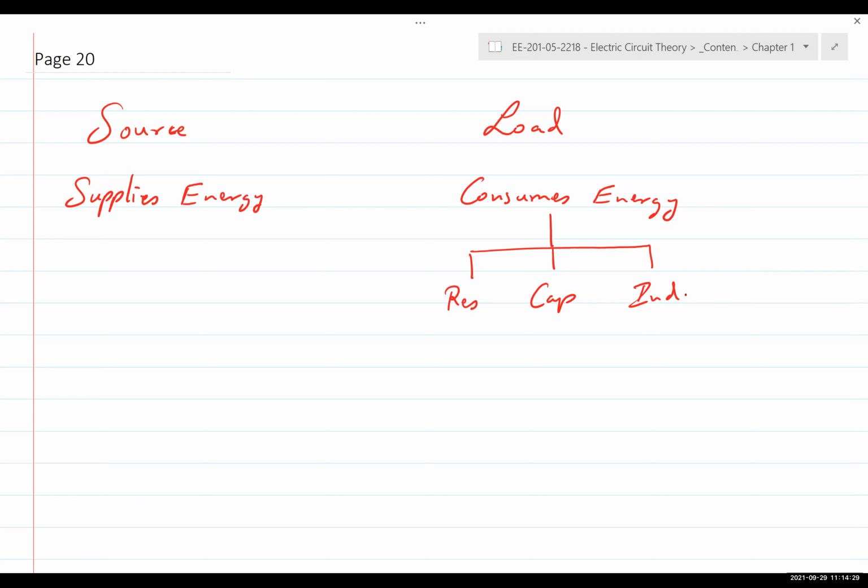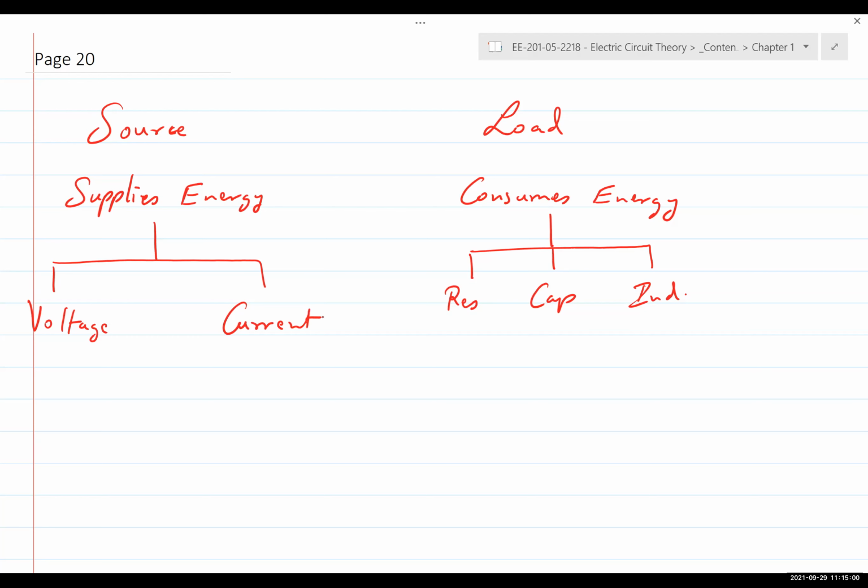Anyway, a source supplies energy, meaning it supplies either voltage or current. And in real life, of course, you cannot have voltage without current. You cannot have current without voltage. But there is further classification. We say it's a voltage source, or we say we have a current source. So further classification of a source is as a voltage source or a current source.